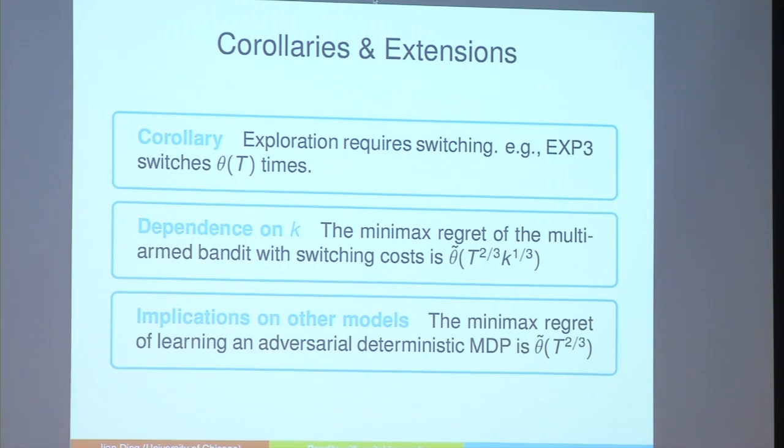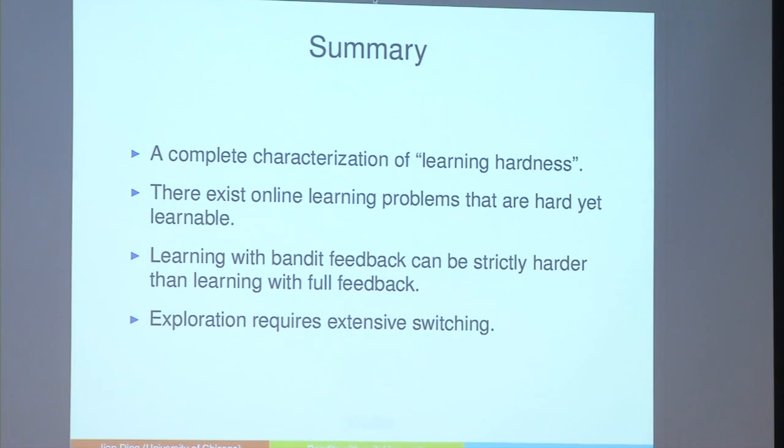Well, there are some consequences. Let me just mention one of them. Without switching cost, we know that the EXP3 algorithm gives you a root t regret, even if it's a bandit, right? But now, combining with our lower bound, we can see that in some of the really nasty scenarios, the EXP3 algorithm or any algorithm that achieves a root t regret will have to do a lot of switchings. I mean, there are scenarios like that. So that may be of some interest to some people.